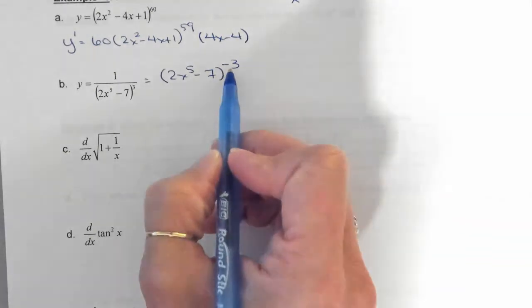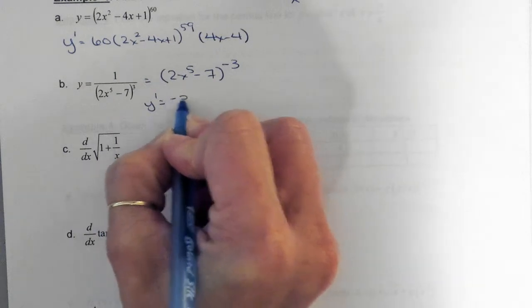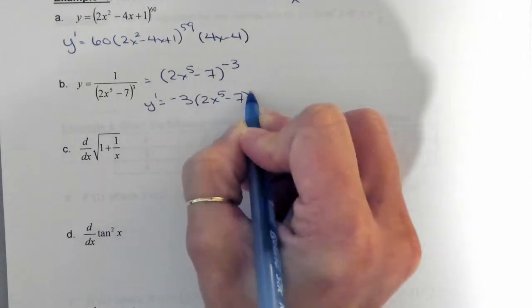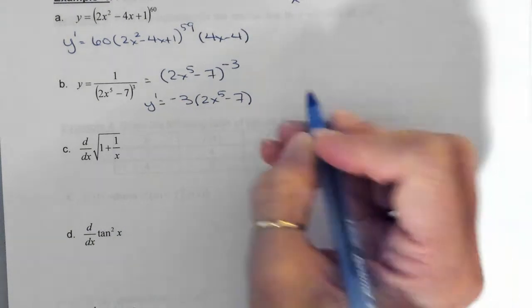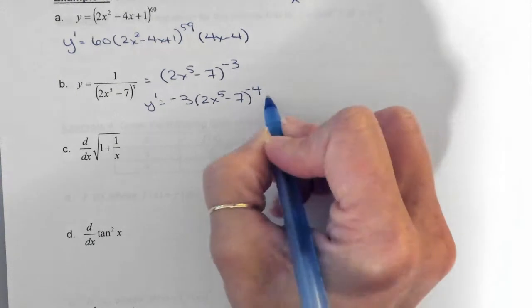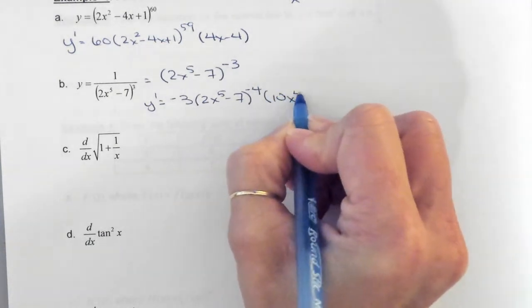Okay, so we're going to take the derivative of the outside first. So we have y prime is equal to negative 3. Then I've got my polynomial on the inside. And this is to what power? Negative 4th. And then I need to take the derivative of the inside. So what's the derivative of the inside? 10x to the 4th power.